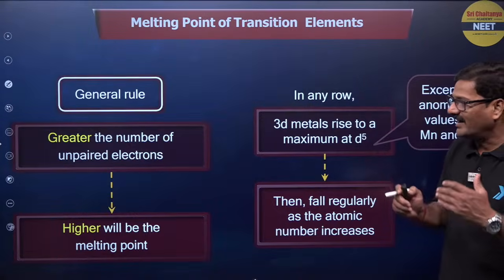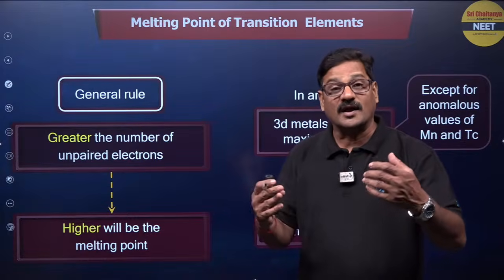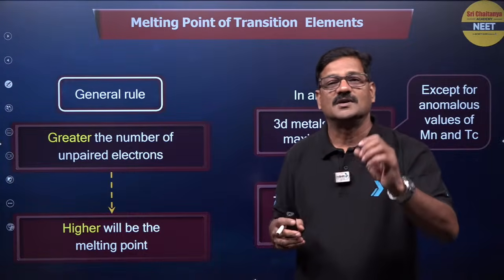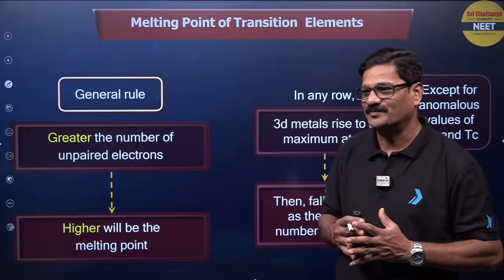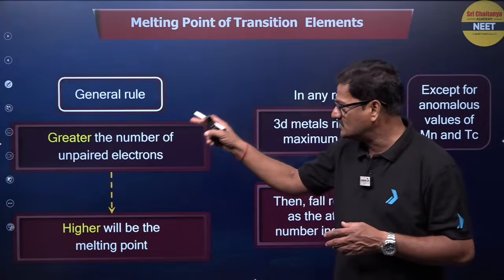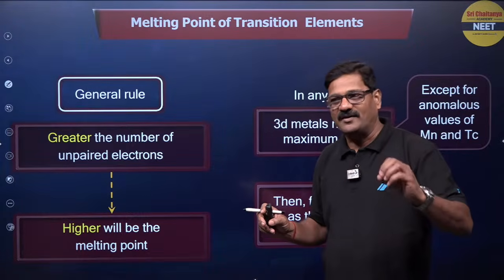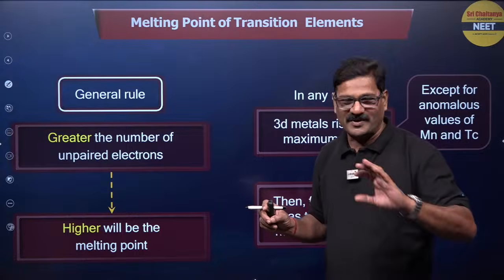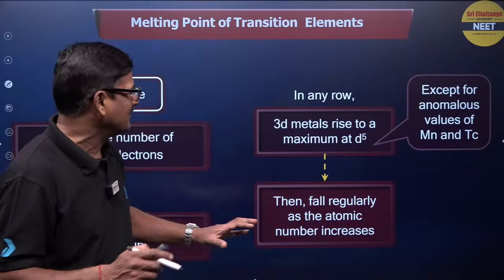So general rule, greater the number of unpaired electrons, stronger is the intermolecular force, higher is the melting point. So that is the fundamental rule. So use the general rule, no exceptions, and if you have an exception, the paper setter will ask a question there itself. We are going to discuss the question there itself, right?